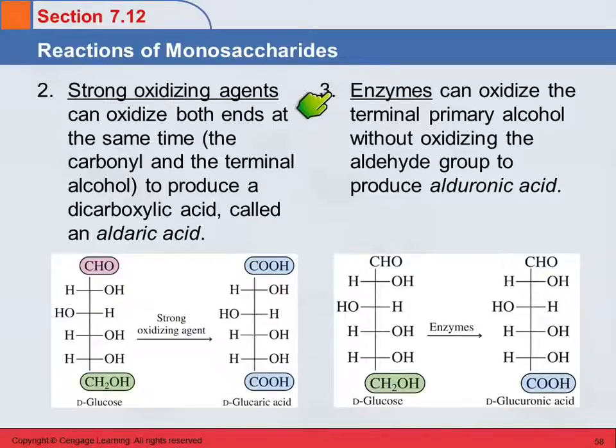And then enzymes: it's hard to do this without enzymes, but enzymes can oxidize only the alcohol end and leave the aldehyde end alone. We can't do that very easily with strong or weak oxidizing agents because the aldehyde end oxidizes first, but enzymes are amazing and they can do that. And so these are called uronic acids, and glucose becomes glucuronic acid. So these acids are oxidized sugars, and their name is dependent on which end is oxidized, one or the other or both.